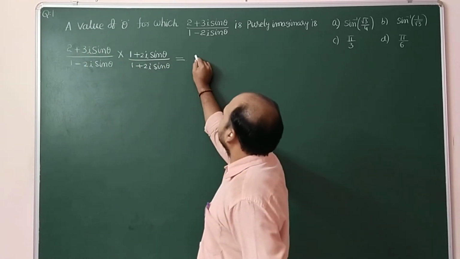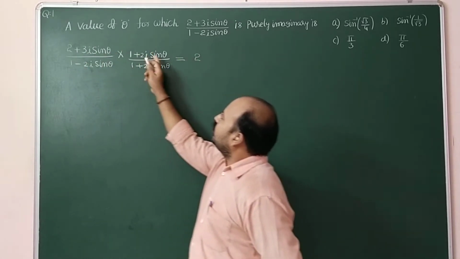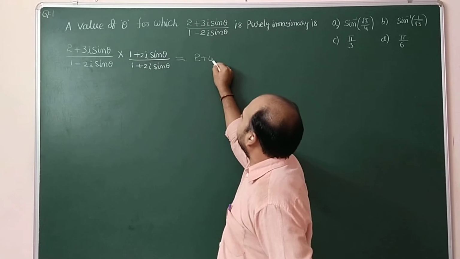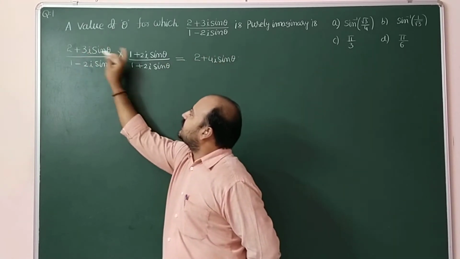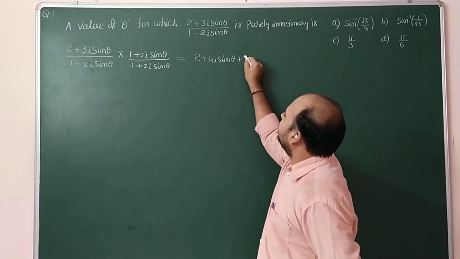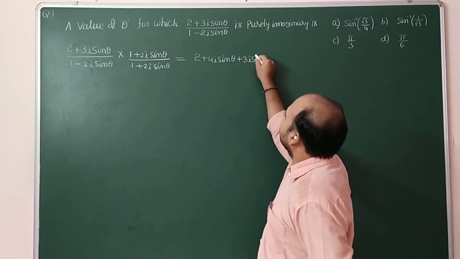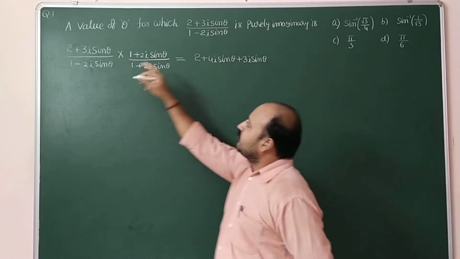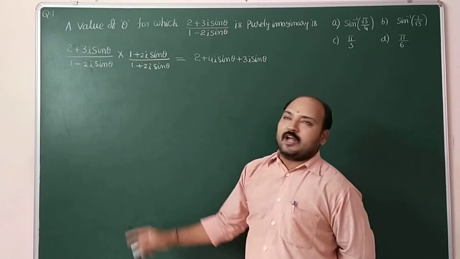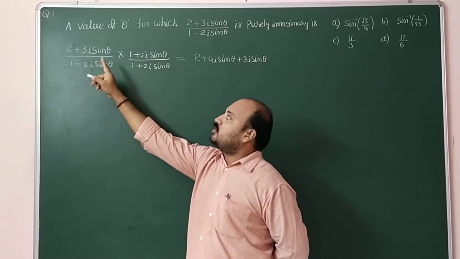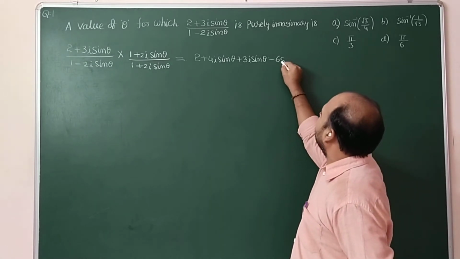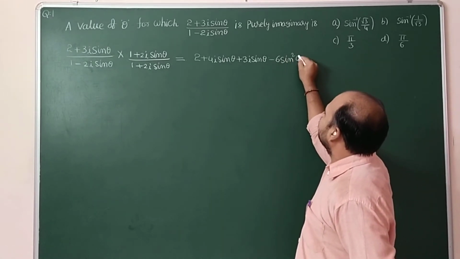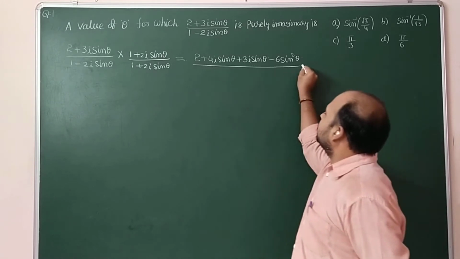2 into 1, 2 into 2i sin theta means plus 4i sin theta. 3i sin theta into 1 is 3i sin theta. 3i sin theta into 2i sin theta: i into i is i square, and i square is minus 1. 3 into 2 is 6, so minus 6 sin square theta. I am writing this directly; I think you are able to understand that.